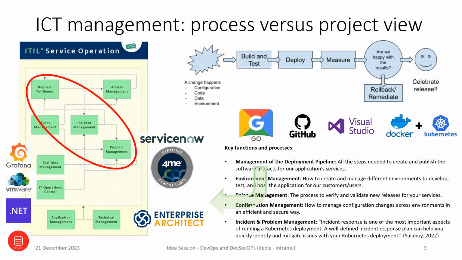So a process view will look at how your ICT organization is dealing with and executing, implementing or managing permanent functions or processes in your organization. Request fulfillment, incident management, problem management. These are not things that have a very definite start and end point. No, they're permanent functions and processes in your organization.